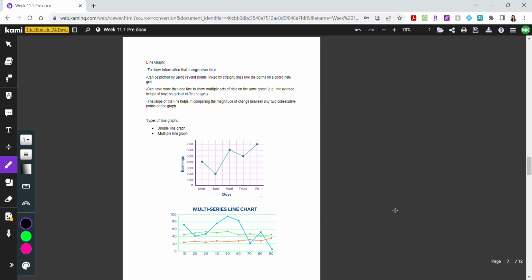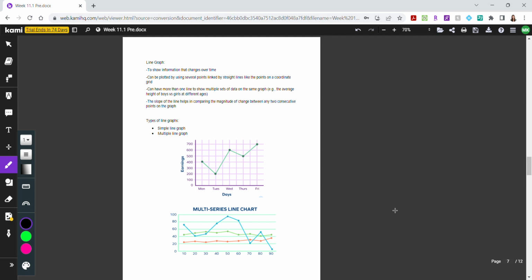So a line graph is to show information that changes over time, and it can be plotted by using several points linked by straight lines, like the points on the coordinate grid. Alright, and then you can have more than one line to show multiple sets of data on the same graph, like the average height of boys versus girls at different ages.